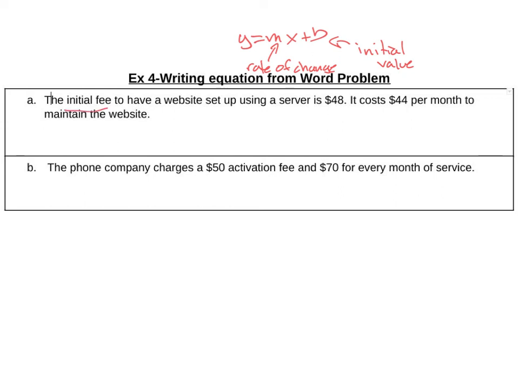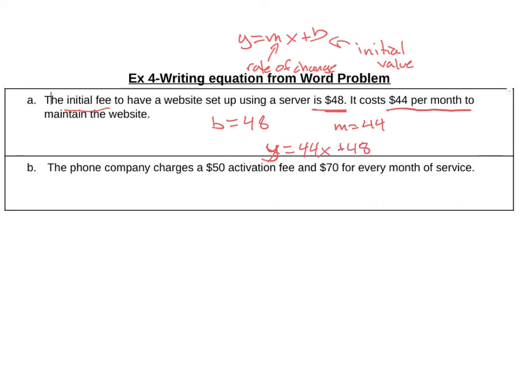So right here, we see initial fee to have a website set up using a server is $48. Well, that's going to tell us we're starting at $48 no matter what. And here's our rate of change, $44 per month. Again, looking for that per. So that's going to tell us that our rate of change is $44. So plug those things in. That's y equals 44x plus 48.